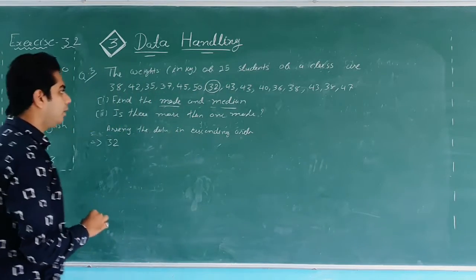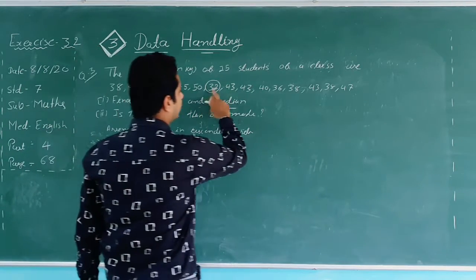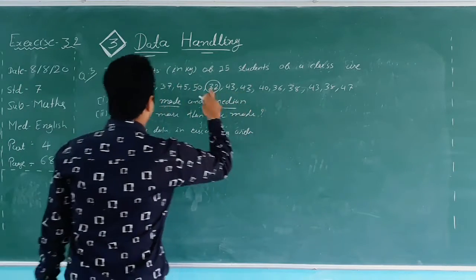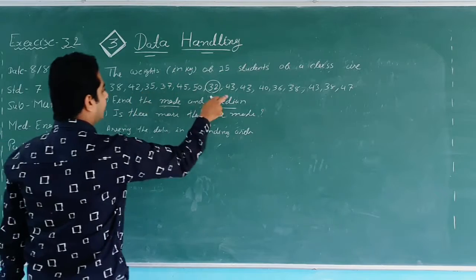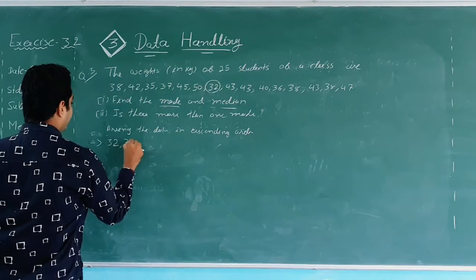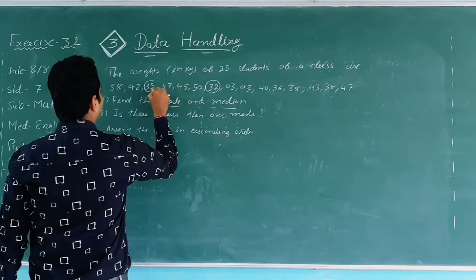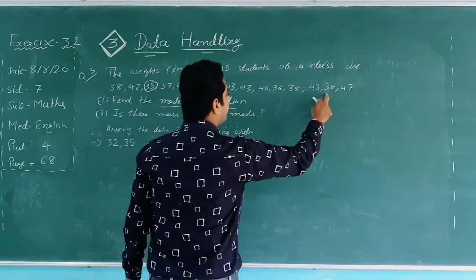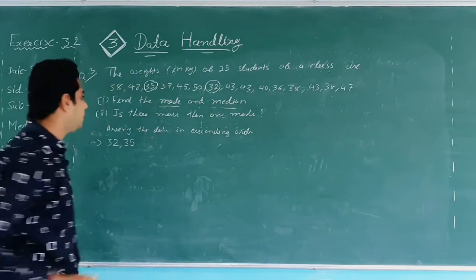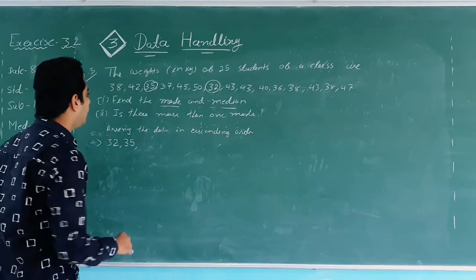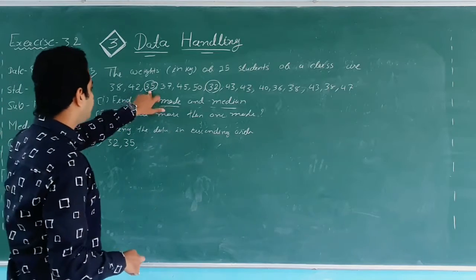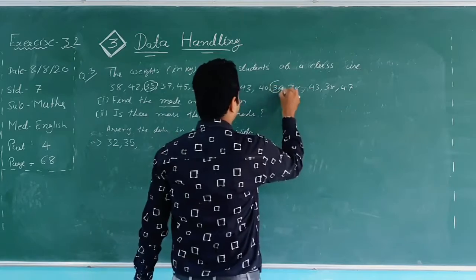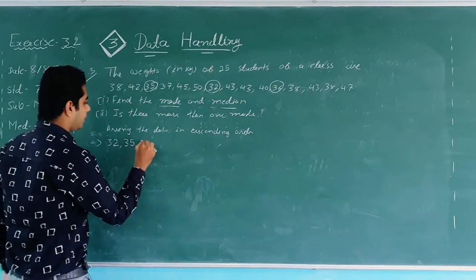Now after 32 the bigger number is 33, is there? No. Then 34 is there? No. 35 is there? Yes, 35. So is there any other 35 here? Again check it. No, 35 repeats only one time. So now after 35 the bigger number is what? 36. So 36 is here, yes. So let's write down 36.